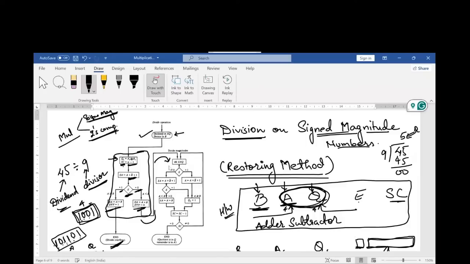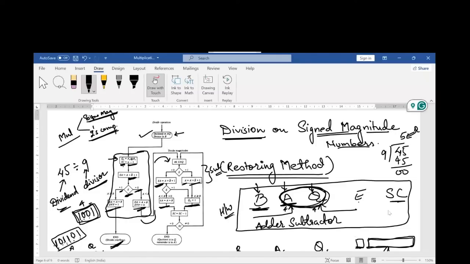Here, what is the first step? Perform shift left on EAQ. Next, perform subtraction after the shift. In subtraction also we will check the value of E. If E is 0 after subtraction, whatever answer we get, store it in EA. And if E is 1, whatever answer we get, simply store it in E. Okay? We'll see this further. After subtraction, check the value of E. If E is 1, Qn is 1. And if E is 0, restore the value of A.